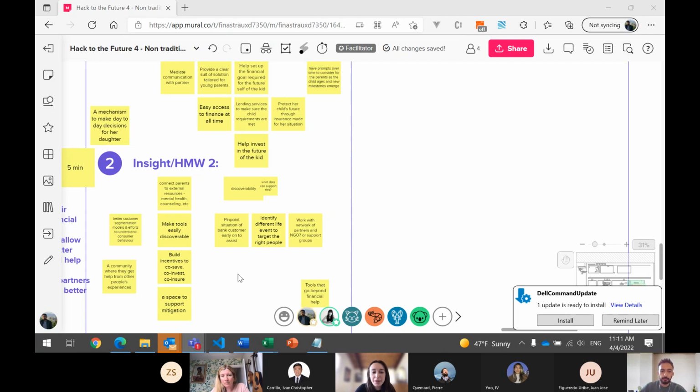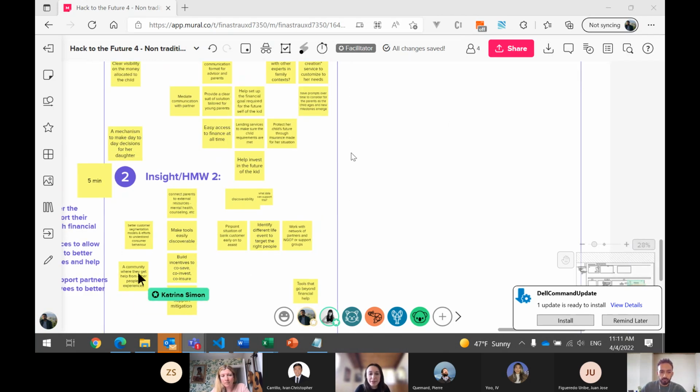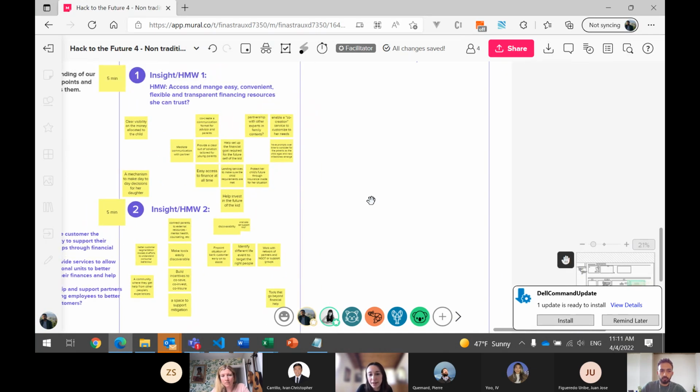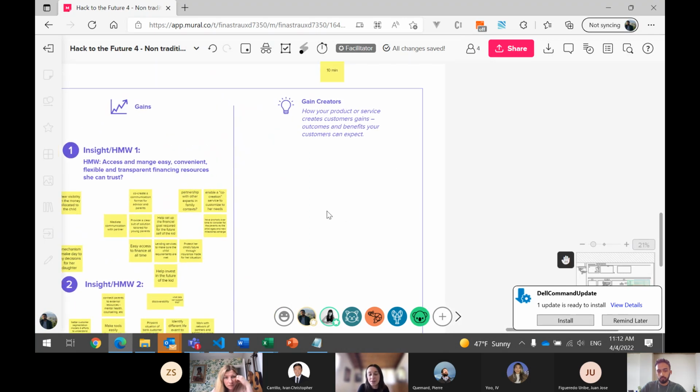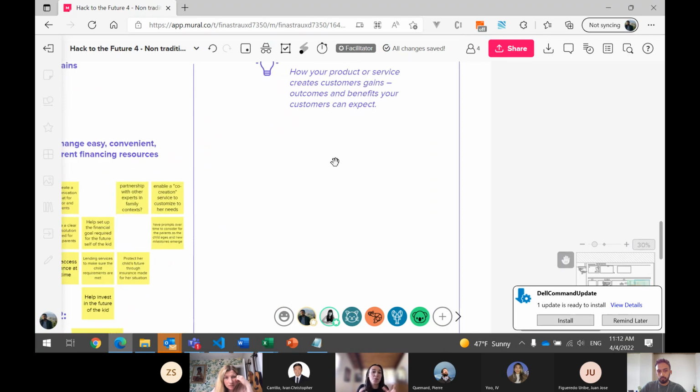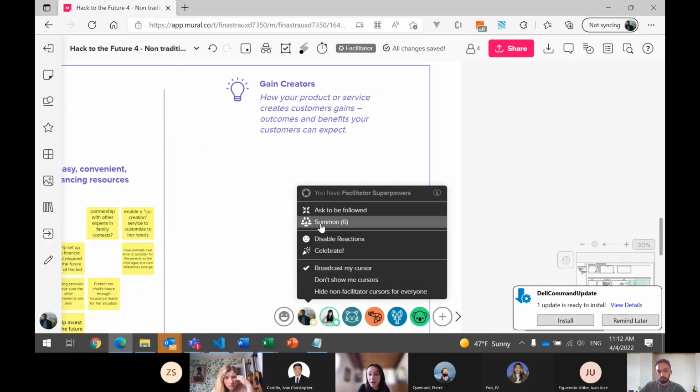Great. Well, now we've looked at the Jolene side of it and what will help her access and manage easy, convenient, flexible, transparent financing resources that she can trust, and then what that bank can provide them. So provide for their partners and banking employees, but also what that service can provide. So now I want to move to our last section where we combine all these insights from what Jolene wants and what the bank can provide and what they should be providing.